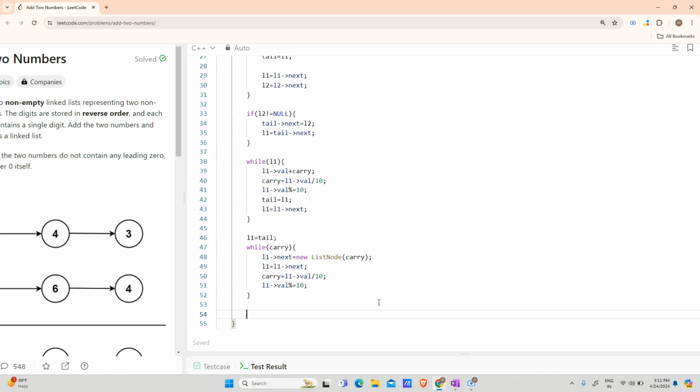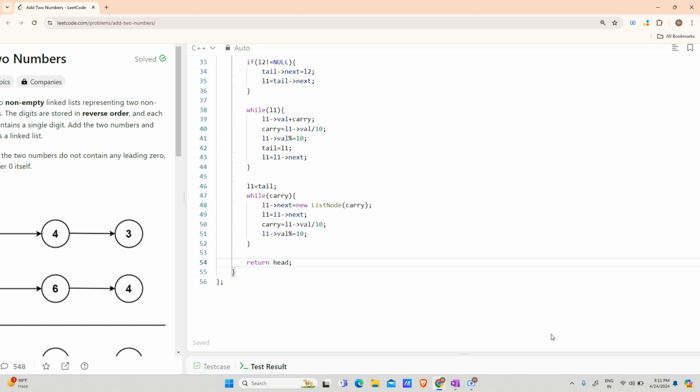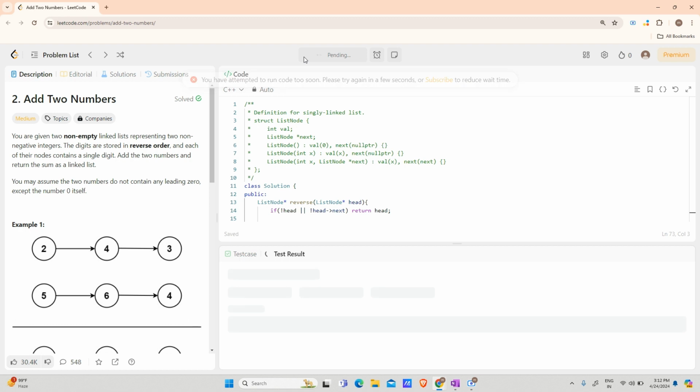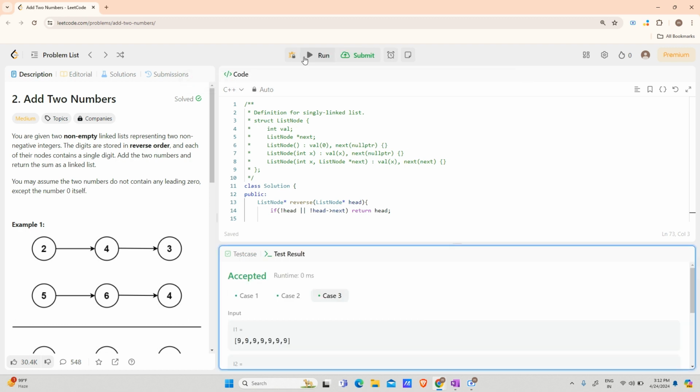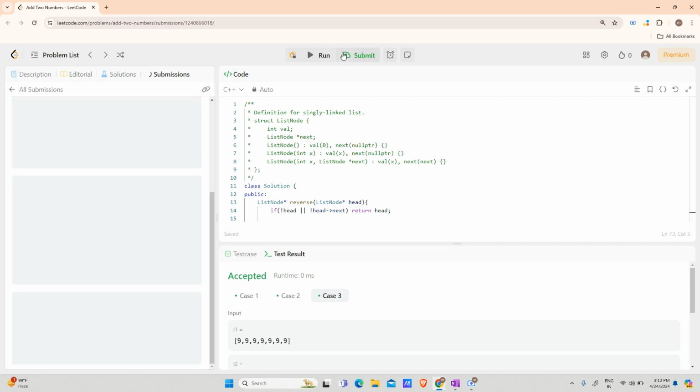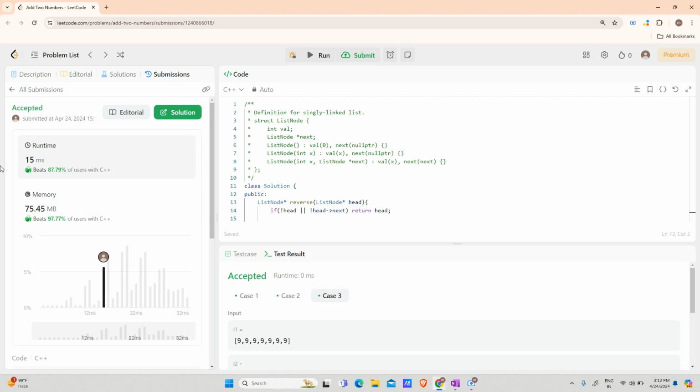And let us move forward, that is return our head. Okay, return our head. Let us try to compile and run it now. So as you can see, the test cases are running fine. Let us try it for submit as well. Hope it will run fine. And you can see the submission bar going up, and we have completely solved this problem.